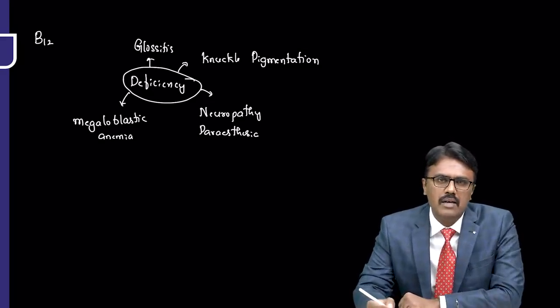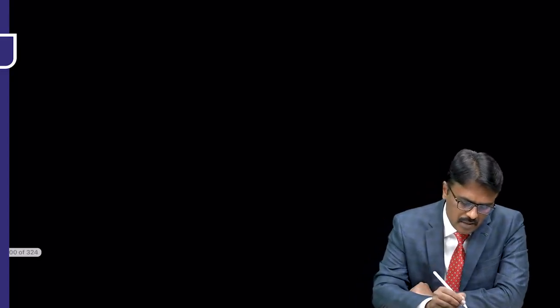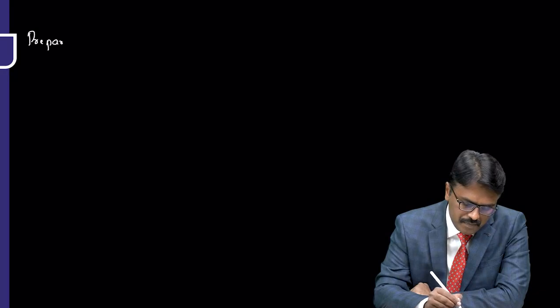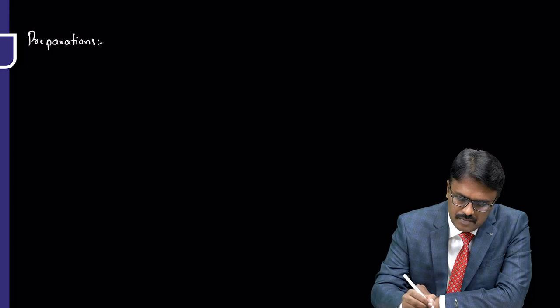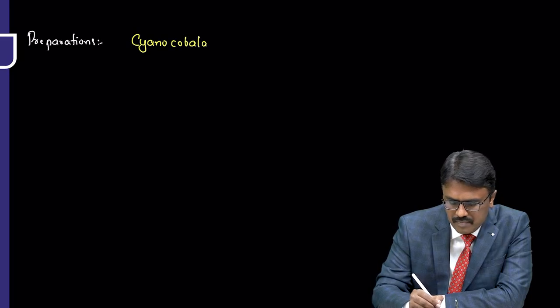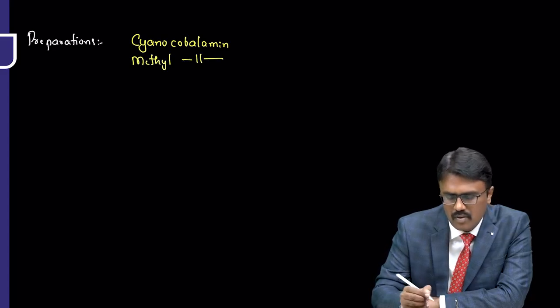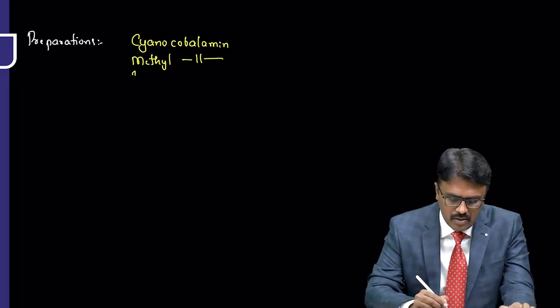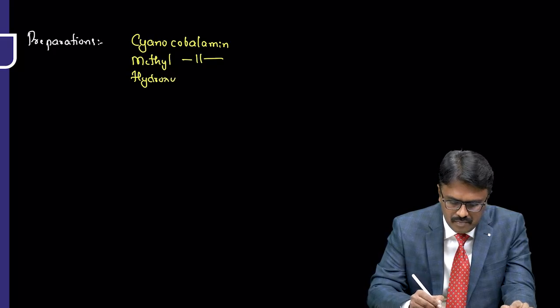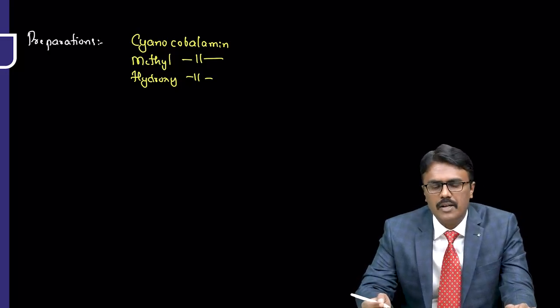Now remember, B12 is very less in a vegetarian diet, it's more in a non-vegetarian diet. So most of the vegetarians will be B12 deficient and they require treatment with B12 supplementation. Now what are the preparations of B12? Let me tell you. The preparations are like this: cyanocobalamin, then we have methylcobalamin, then we have hydroxycobalamin. So these are the preparations of B12.